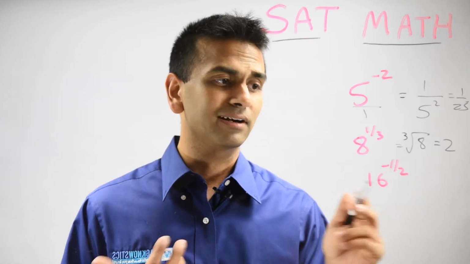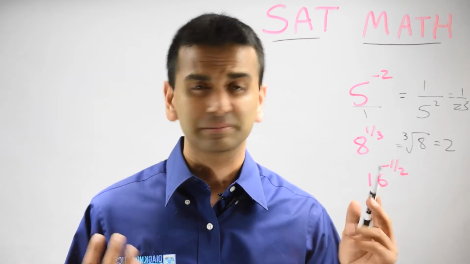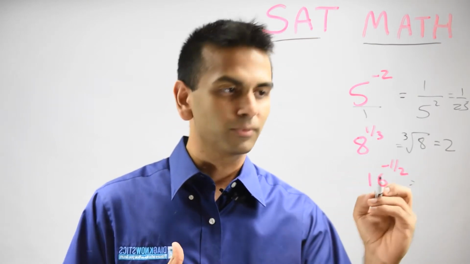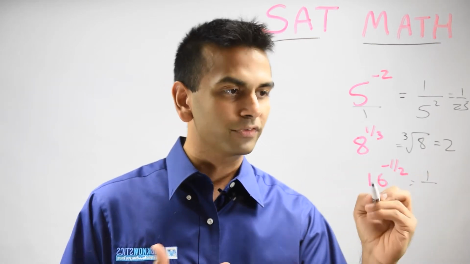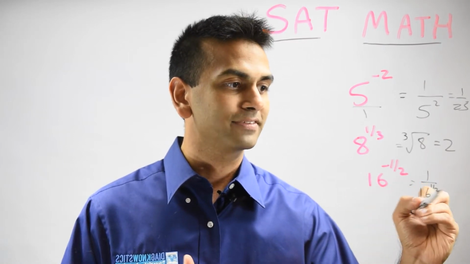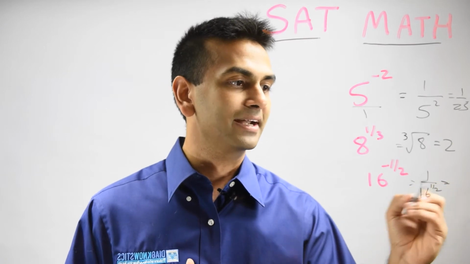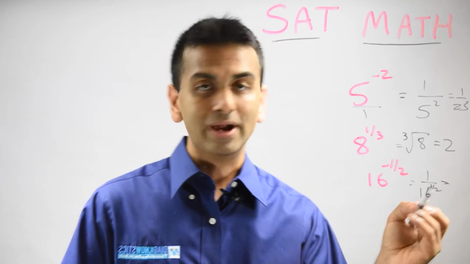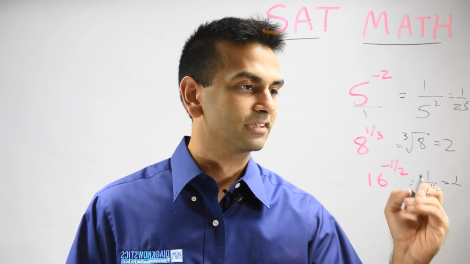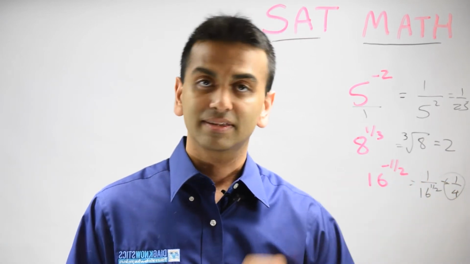Finally, last problem here. What if you had a negative and a fractional exponent? Then you're just going to do both things. So first, we can make it cross the border. So this is going to be 1 over 16, but now to the positive 1/2 instead of negative 1/2. And then finally, 1/2 means square root, right? So square root of 16 is 4. So that's just going to be 1 over 4. And that's your answer there.